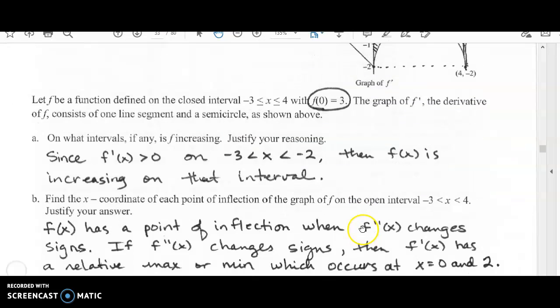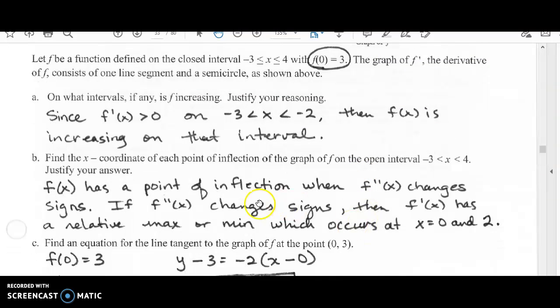Just curious what the answer key would say on that one. Oops, one more. Yeah, point of inflection, or the second derivative changes sign, so that means the first derivative has a relative max or min, 0 or 2. And maybe that reason's a little bit more clear for you guys.